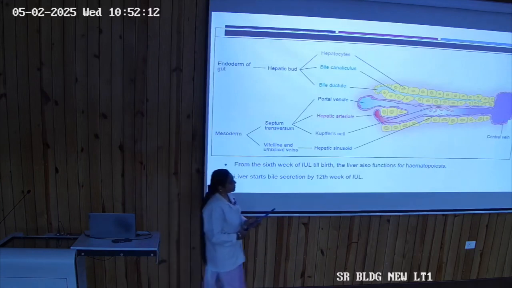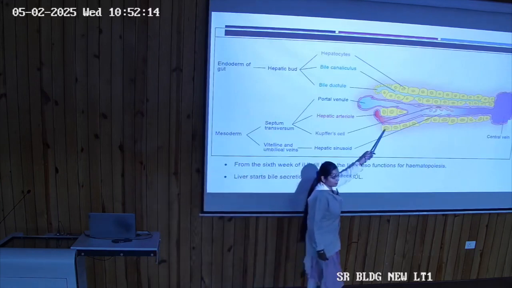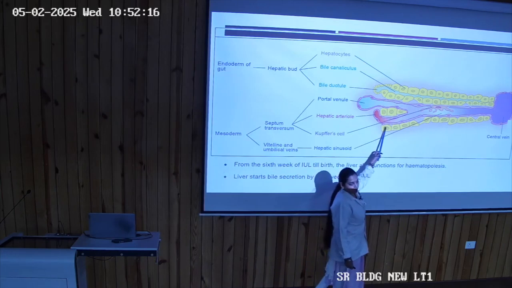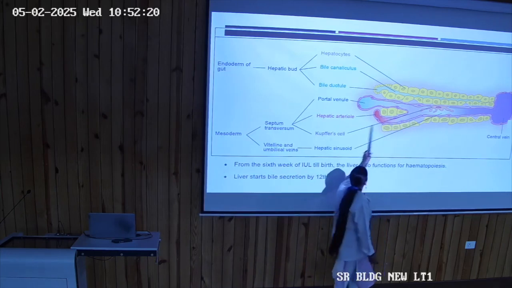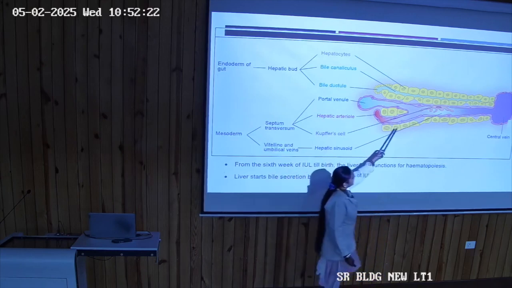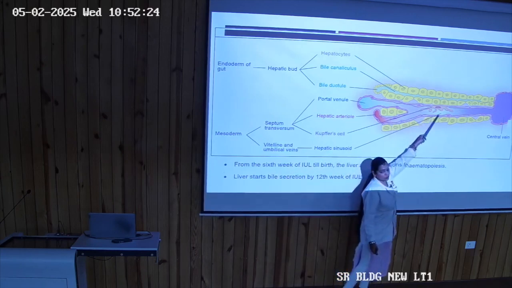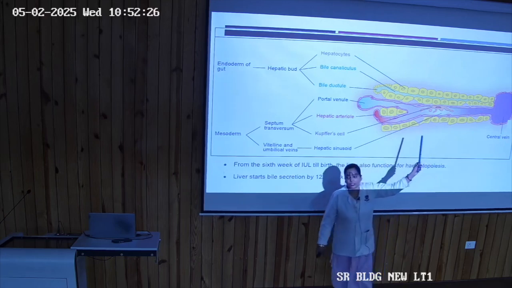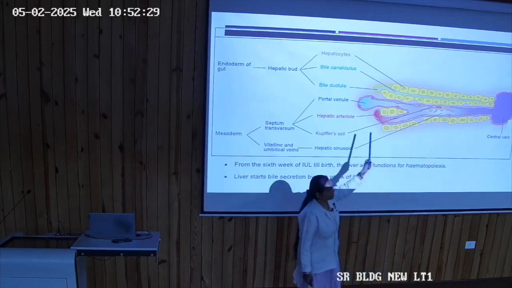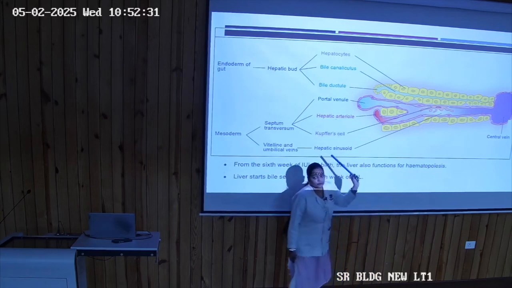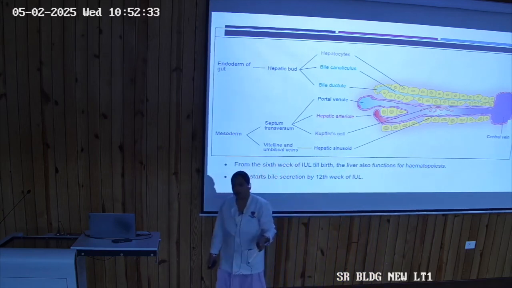So these were the cords of the cells which we were talking about. These are the hepatic cells. These are derived from the epithelial lining of the duct. These are the Kupffer cells lining the sinusoid. These are the sinusoids. This blood in the sinusoid is derived from the umbilical vein, and these Kupffer cells and the capsule of the liver, these are derived from the mesoderm.